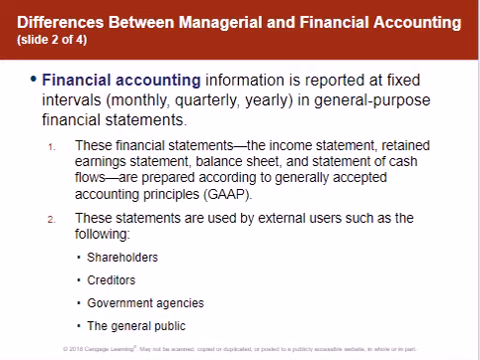Examples of financial statements include the income statement, the retained earnings statement, balance sheet, statement of cash flows. There's also a profit and loss, and they're all prepared according to generally accepted accounting principles, also known as GAAP. These statements are used by external users, and examples of external users are shareholders, creditors, government agencies, and the general public.